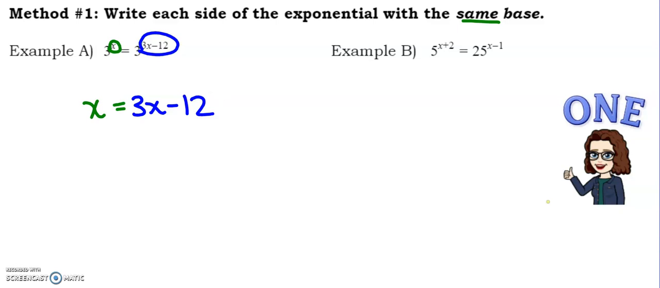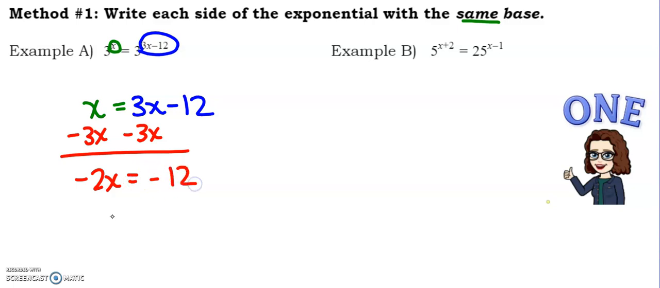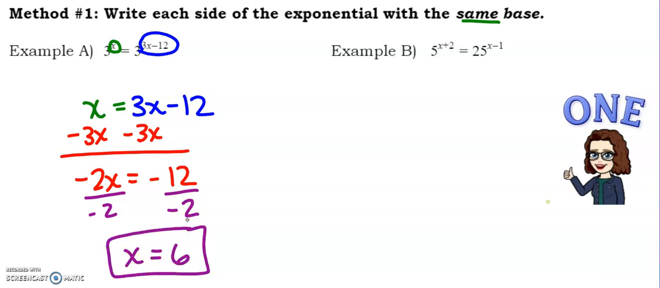So we're going to solve this just like we would. I'm going to add 12 to the other side. Actually, no. We'll keep it this way. We'll keep negative 12 over here. I'm going to subtract 3x from both sides. So I'll get negative 2x equals negative 12. And then I'm going to divide both sides by negative 2. So x is equal to 6. And you can always check by subbing your value back in.